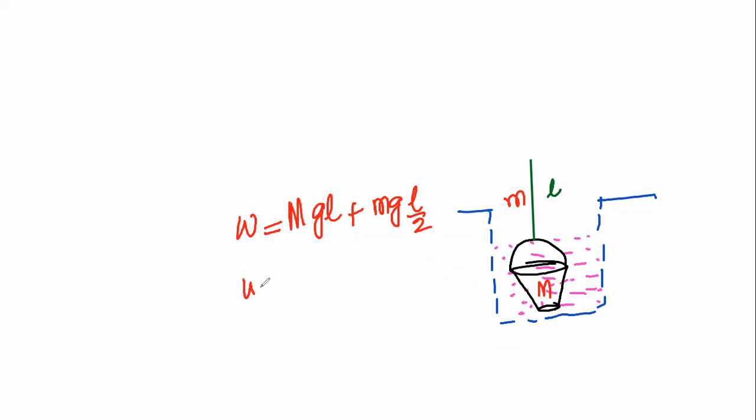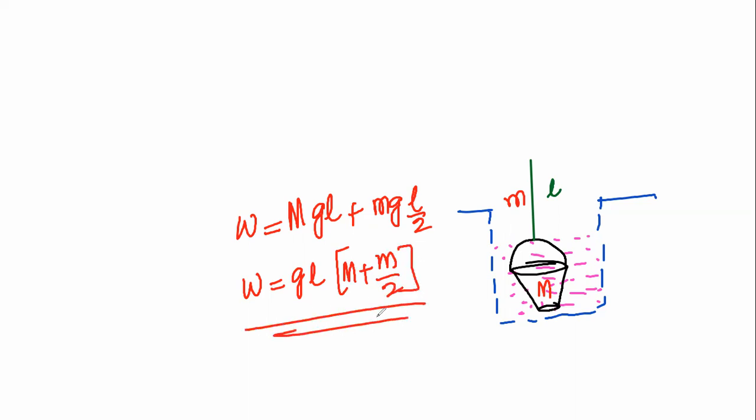Therefore, if you take gL common, what will be there? gL into (M plus m by 2) we will get. This is the work done in lifting a bucket of mass M by using a rope of length L.